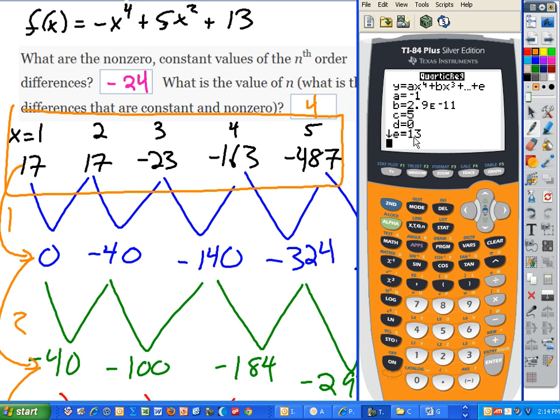Okay, so look what this says. Here are the coefficients. Now we got something of the form y equals ax to the 4th plus bx cubed plus cx squared plus dx plus e. Here are all my coefficients. So I get negative 1 x to the 4th. There's my negative x to the 4th.